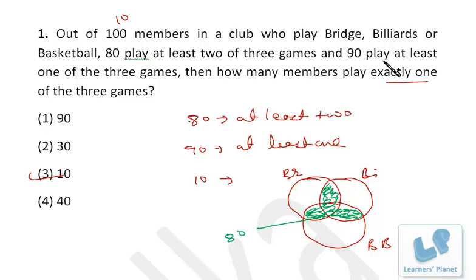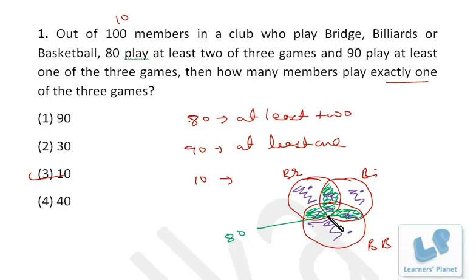Then we have 90 people who play at least one game. That means 90 people are there who are playing one game or two games or three games. That means the sum of all these three circles inclusive of these is 90, right? This circle plus this circle plus this circle, even this green area is also included, that is 90, right? That means if the total is 90, we want this portion plus this portion plus this portion, that is the portion that is not covered by green, right?